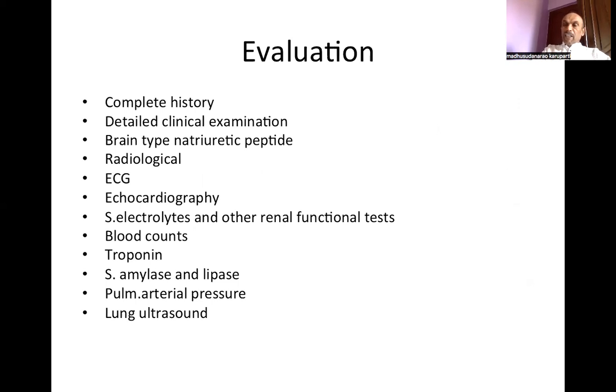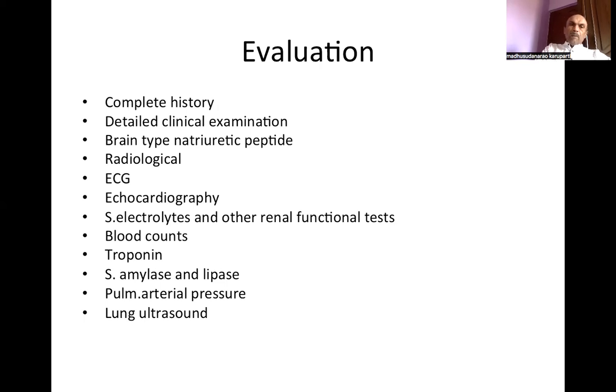With the clinical history and detailed clinical examination, in the presence of tachypnea, tachycardia, signs of hypoxia, crepitations, pleural effusion, a history of chest pain simulating acute myocardial infarction, and other systemic illnesses, you make a provisional diagnosis of either cardiogenic or non-cardiogenic pulmonary edema. Then proceed with the laboratory evaluation.